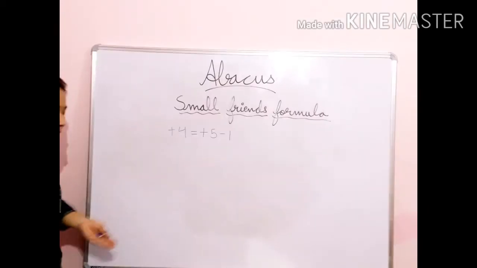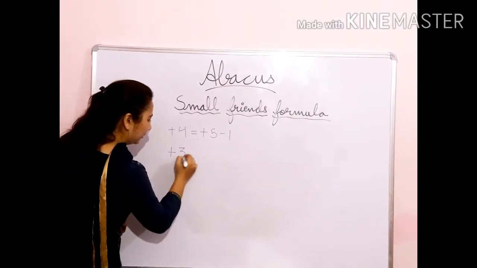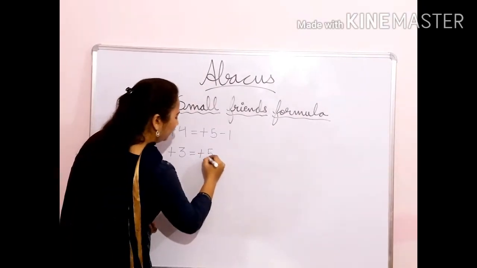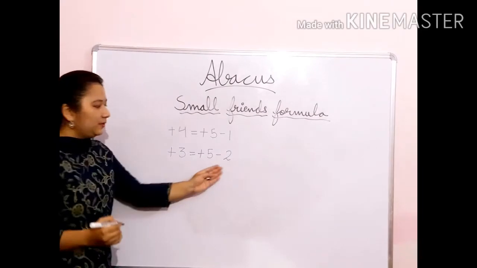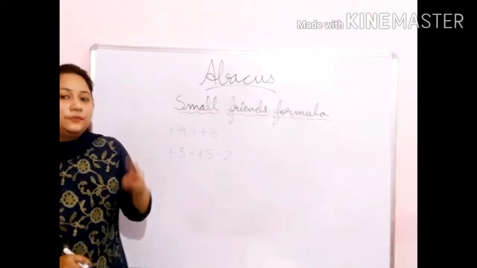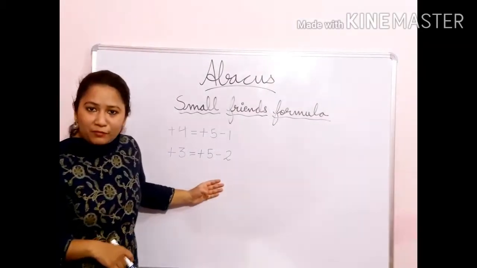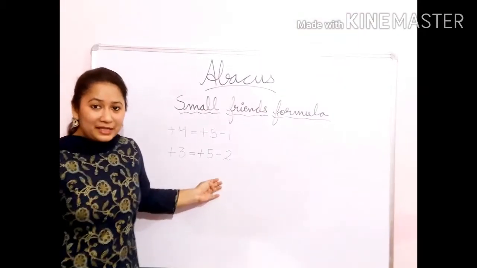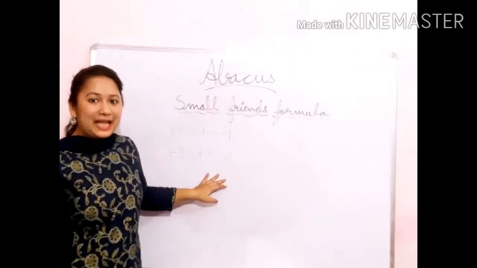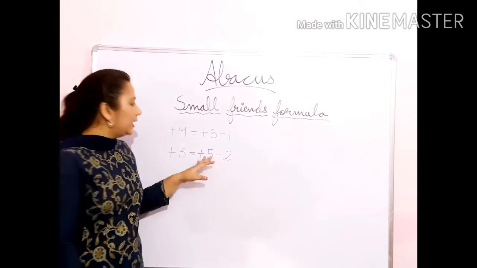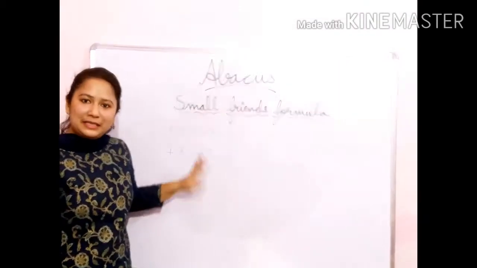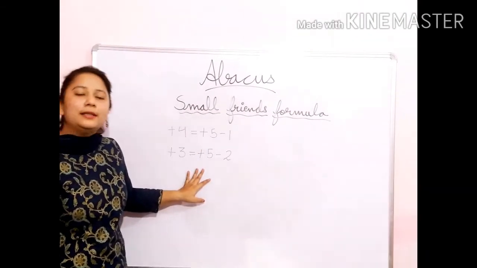Now, if you have to add 3 and the bead is not there, you will use the formula plus 5 minus 2. Students, those who have learned Abacus in class 2nd, 3rd and 4th are well known with these formulas because they have done the numericals with them many a times. The new students, those who are learning the Abacus first time, have to learn these formulas. Then in my next video, I will tell you how to use these formulas in the sums.